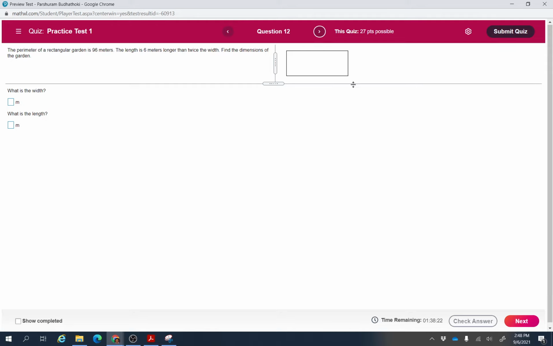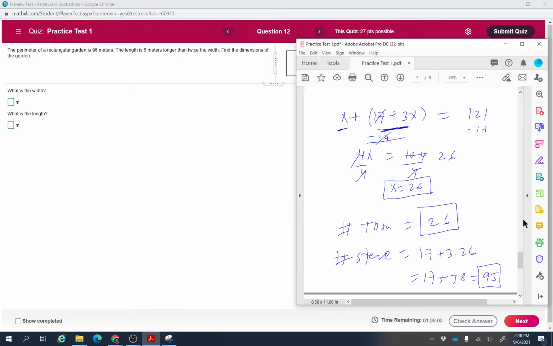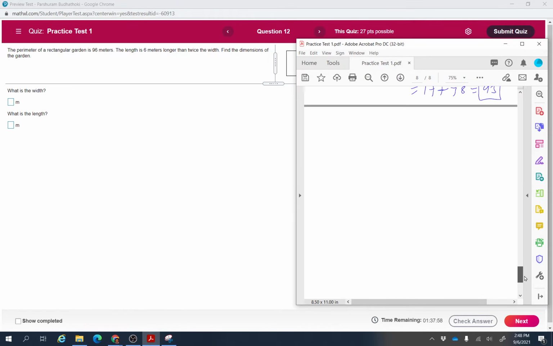Okay, this is a very similar question. You have to introduce a variable for one of the sides, and you have to write down another side using the first variable. And you are given the perimeter. Perimeter means the sum of the four sides of this rectangle. And by using that fact, you have to solve an equation. See here, this is problem 12. There is a rectangle and we want to find out the length and width of this rectangle.